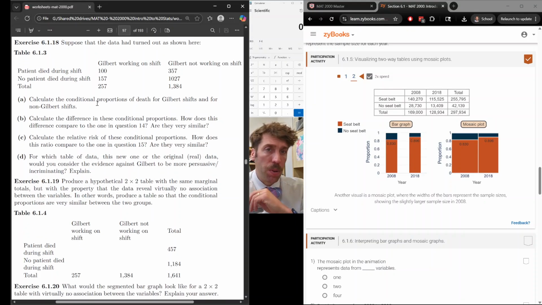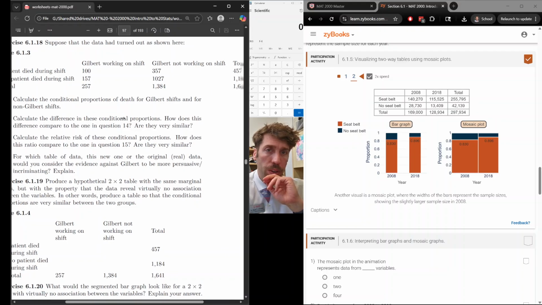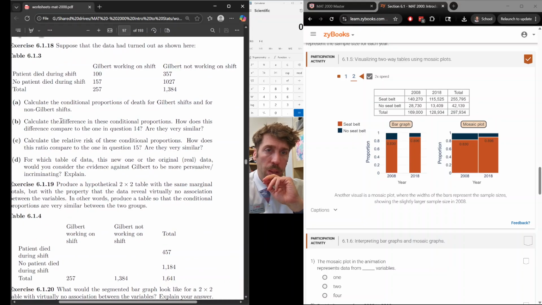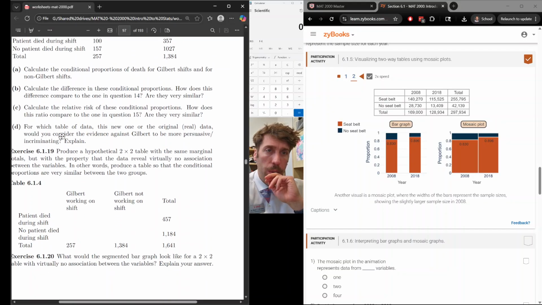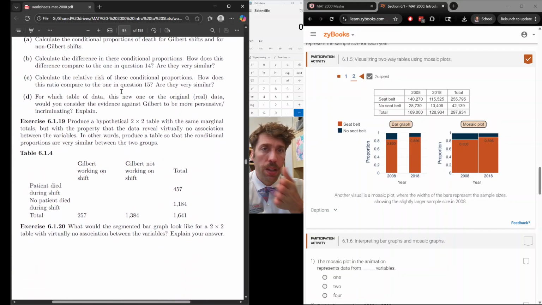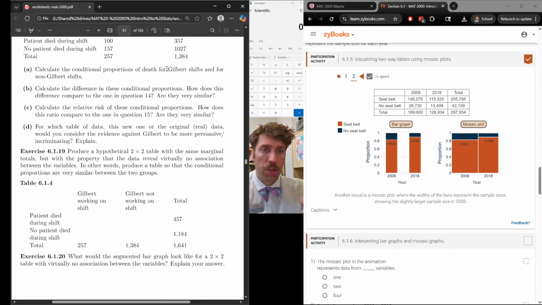Okay, now suppose the data had turned out as shown here. So now we've got different data there. Okay, so then now with that different data, calculate the conditional proportions of death for Gilbert shifts and for non-Gilbert shifts. Calculate the difference in these conditional proportions. How does this difference compare to the one in question 14?